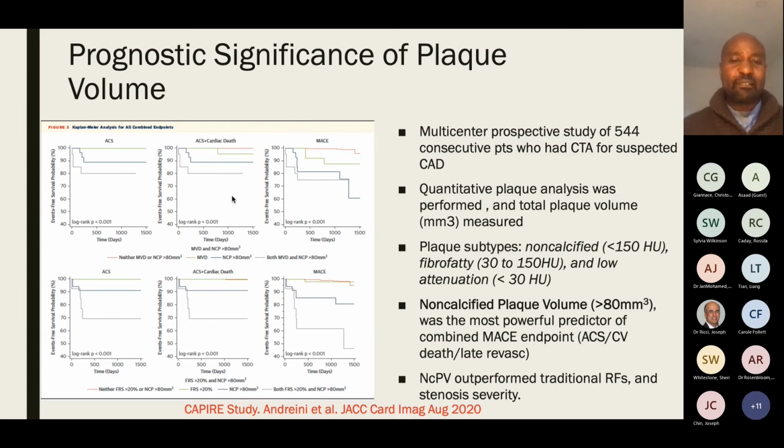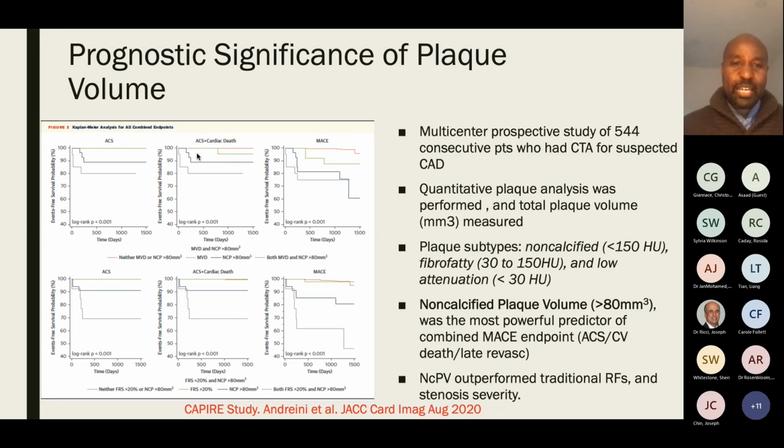And what you're seeing on this diagram, if you look in the middle here on this top panel, you have ACS plus cardiac death as your combined metric. And here they're looking at the performance of, again, non-calcified plaque volume versus multi-vessel disease. The red line at the top with the very, very good, basically 100% event-free survival, were those people who had neither multi-vessel disease or high non-calcified plaque volume.